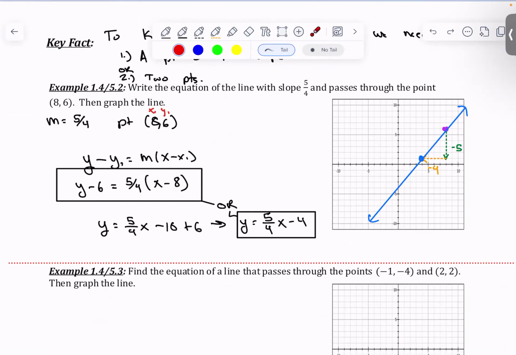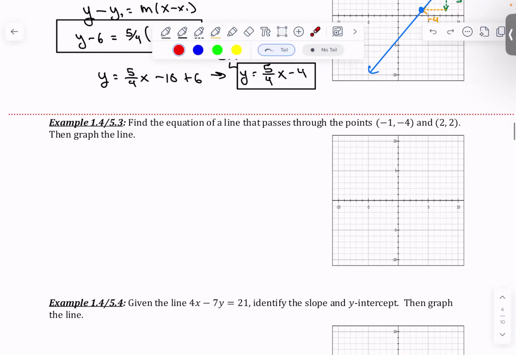And then I want to do another one. Find the equation of a line that passes through the points (-1, -4) and (2, 2), and then graph the line. There are many ways we could go about this. We could plot the line and then use the rise over the run. That would be fine. However, I'm going to do it differently. I'm going to use the slope formula and then use point slope form for the line.